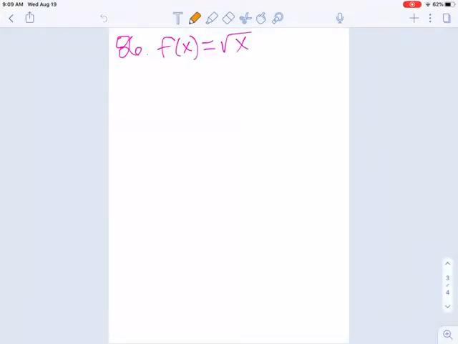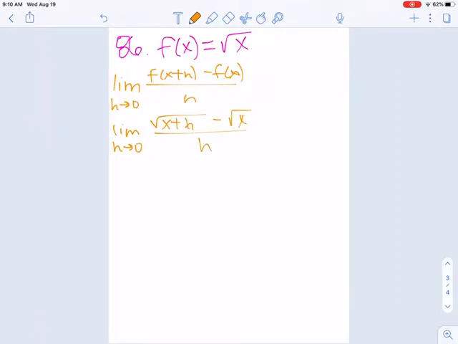What I want to do now is talk about one of your homework problems. 86 is even, and I was concerned about us maybe having some trouble with the algebra, so I thought I'd go over it. So number 86 was one of our difference quotient problems. So we need to take the limit as h approaches 0 of f of x plus h minus f of x all over h. Which means we have the limit as h approaches 0 of the square root of x plus h, minus the square root of x all over h.